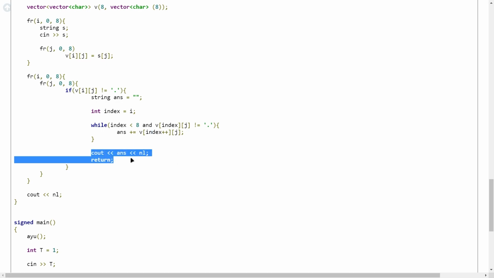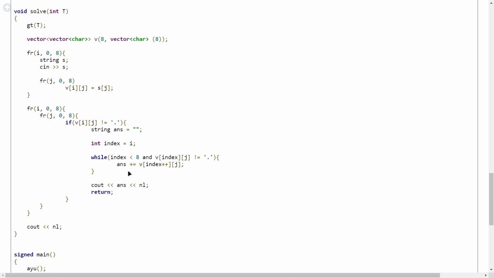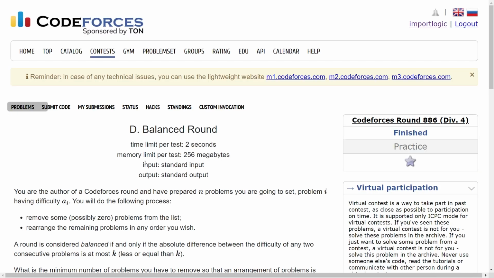Right. After it I can just print the value of answer and I can just return from this function because there will be exactly one string. So at the end I just printed a new line here. That was just for the case where all the characters in the grid were dots. But I believe that should not be the case and this condition will never get triggered. The question says you will get exactly one word in the whole grid, right? So this was all about the third problem.